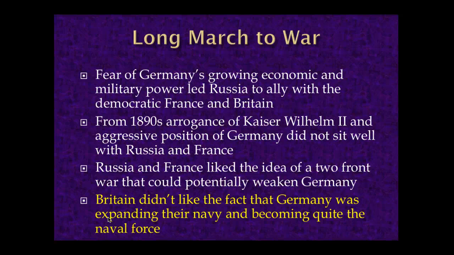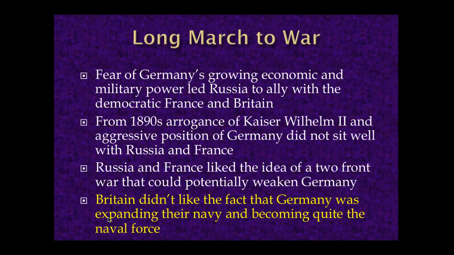Germany has industrialized, they have a growing economic and military power, which is going to lead Russia to ally with France and Britain, because Germany initially is going to seek alliances that's going to isolate France because Germany's worried that France is going to try and get them back for the Franco-Prussian War. So they ally with Austria-Hungary to try and isolate France. Well, that leads France to seek an alliance with Russia, so that if something happens, then Germany's going to have to fight on two fronts.